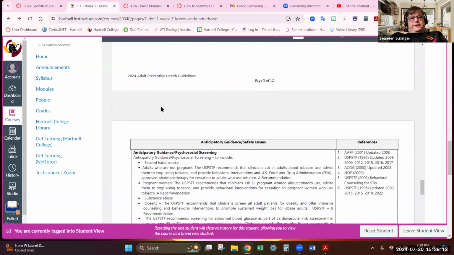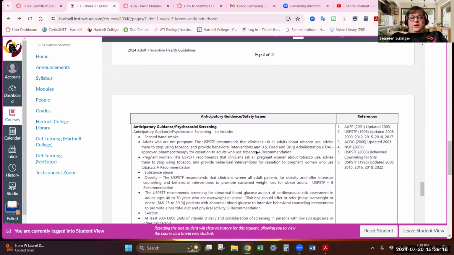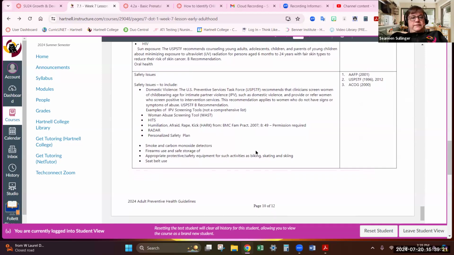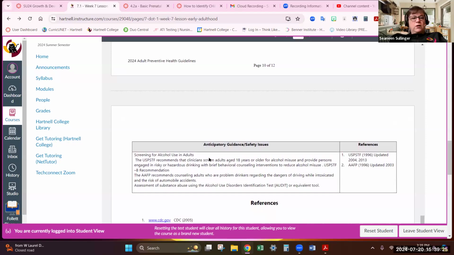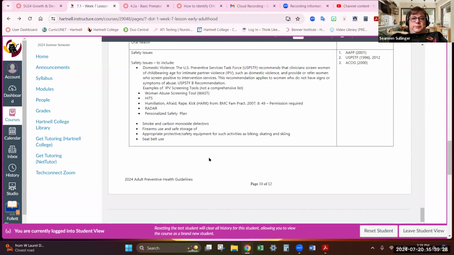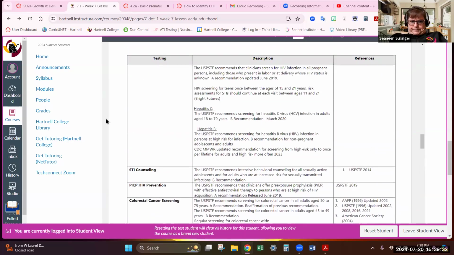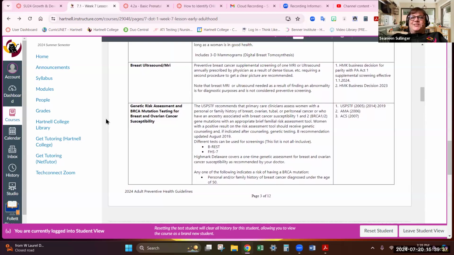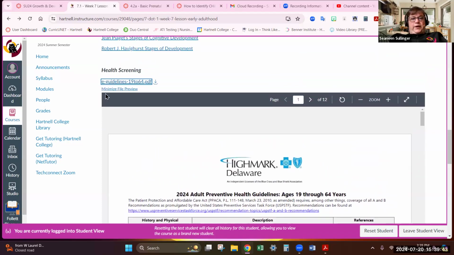So these are different, and there's your anticipatory guidance, things to talk about to your clients, that is there. So there's a whole list of those kind of things, and safety issues as well. Screening for alcohol misuse and abuse. So you have that available to you. Think of it as like the Bright Futures or the Ages and Stages questionnaire for the children. This would be for the adults. This would be the screening that they're doing to see where their health is.